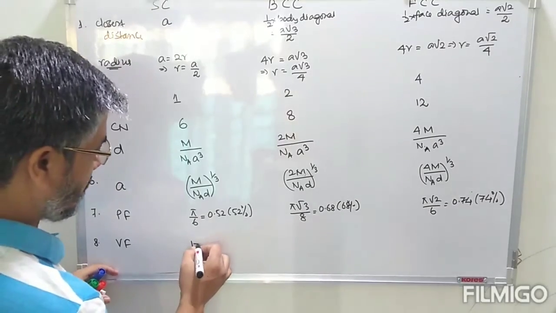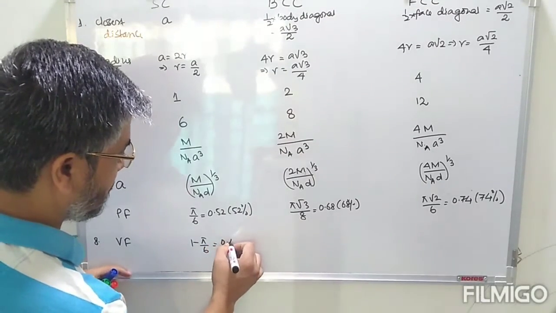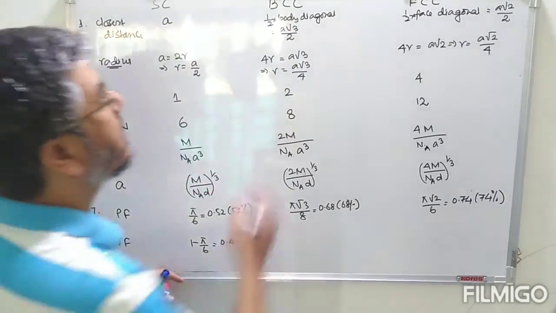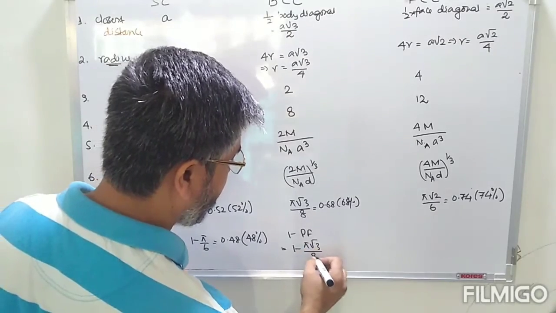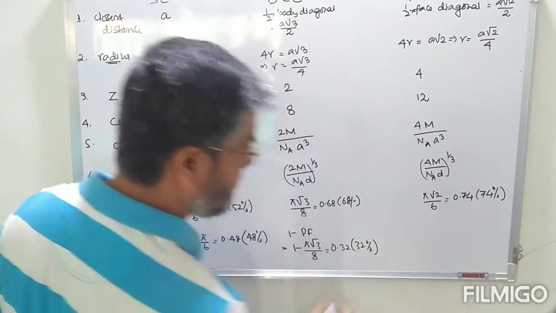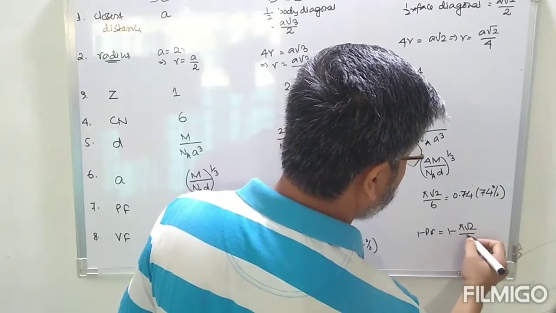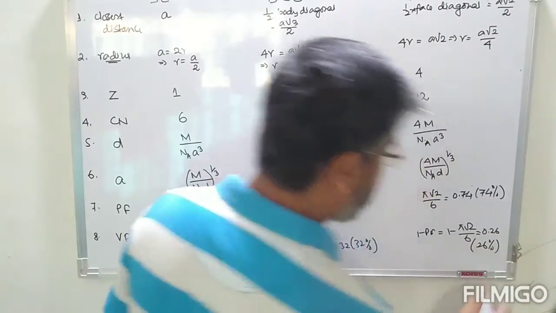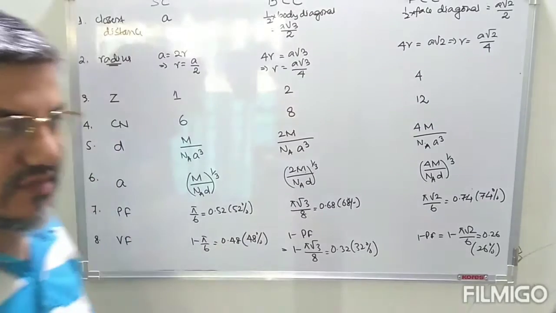Void fraction: for simple cubic, 1 minus pi by 6, which equals 0.48 or 48%. For BCC, 1 minus PF, which is 1 minus pi root 3 by 8, comes out to be 0.32 or 32%. For FCC, 1 minus PF, which is 1 minus pi root 2 by 6, comes out to be 0.26 or 26%. So these are the parameters for the simple unit cell, body-centered unit cell, and FCC unit cell.